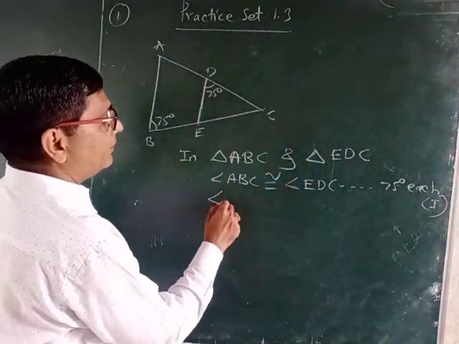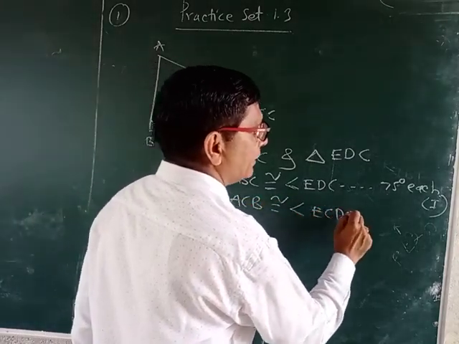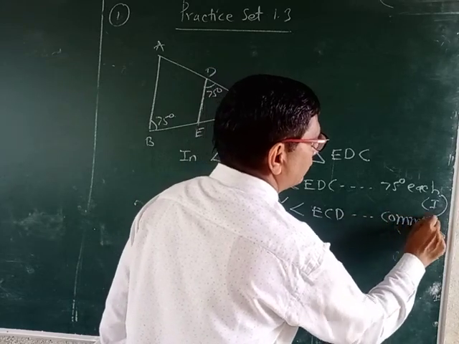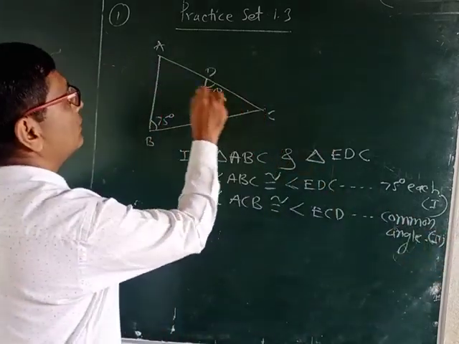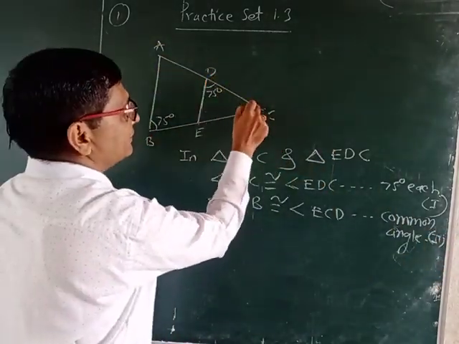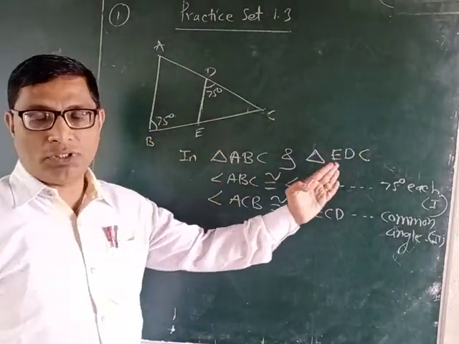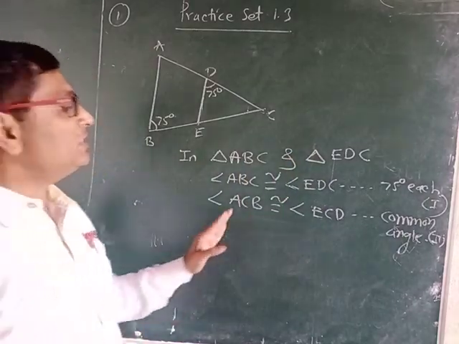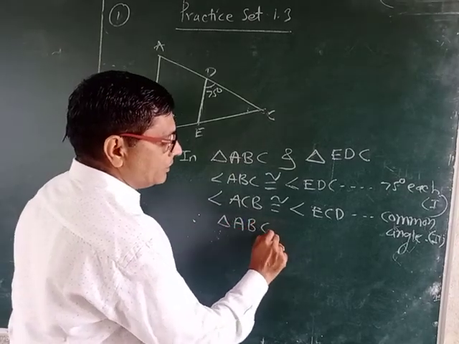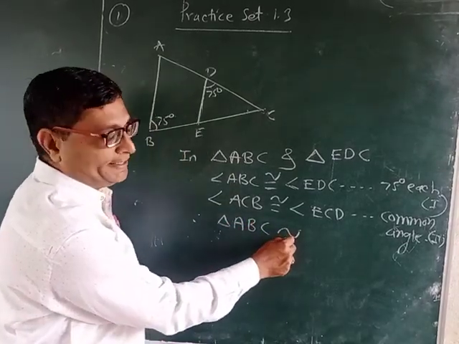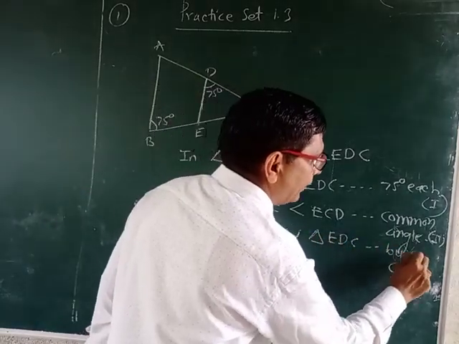Then angle ACB is congruent to angle ECD. Here the reason is common angle in both the triangles. This ACB and EDC is a common angle in both of these two figures, in both of these triangles. Therefore, these two angles are also congruent. Therefore, triangle ABC is similar. This is the symbol of similarity.